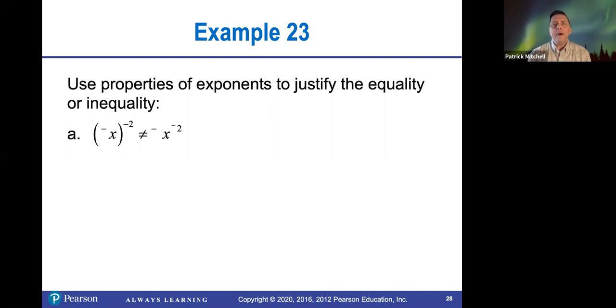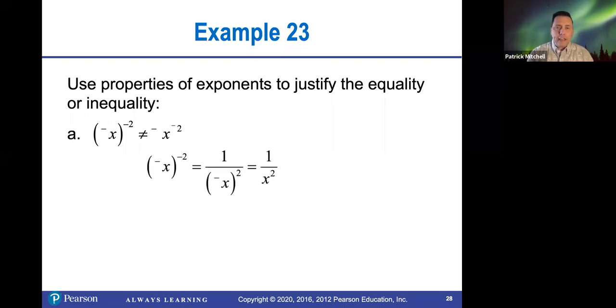All right, so using properties of exponents, let's justify each equality or inequality. All of the statements that are going to come up are true, and they want us to explain them. So for example, why is it that the opposite of x to the power -2 is not the same thing as the opposite of x to the power -2? Let's simplify each of those expressions, and if they come out to different things, then that'll be our justification.